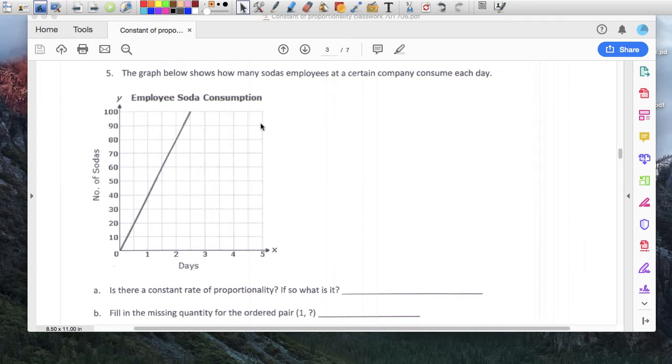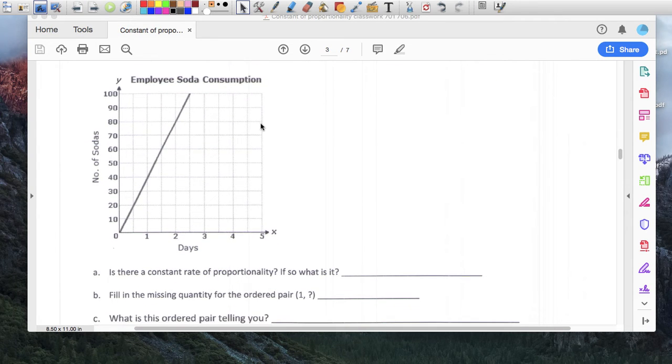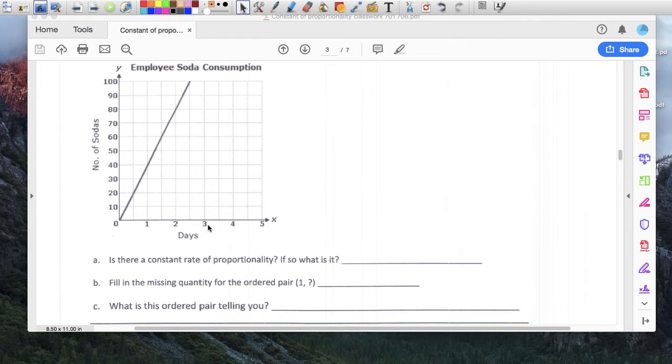The graph below shows how many sodas employees at a certain company consume each day. Is there a constant rate of proportionality? Yes, there is. It starts at 0, 0, right? And it's a straight line. So what is the constant rate of proportionality? Well, let me pick a point.